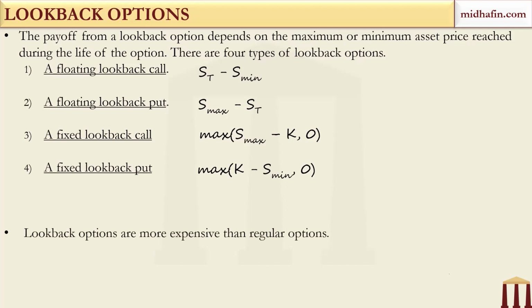Now, look back options are actually more expensive than regular options, because you get the right first to buy the underlying asset, then to choose either the strike price or the final asset price, based on which the payoff will be calculated. So you're getting 2 rights. If it's a floating look back call, you get the right to buy the underlying asset, and you get the right to choose the strike price also. If it's a fixed look back put, you get the right to sell the underlying asset, and also the right to identify the minimum possible asset price based on which the payoff will be calculated. And that's why they are more expensive than regular options.